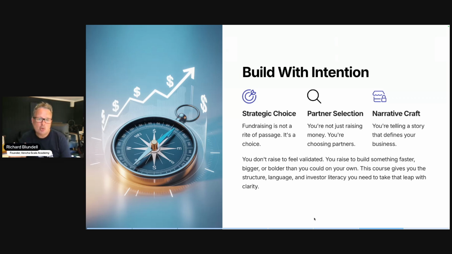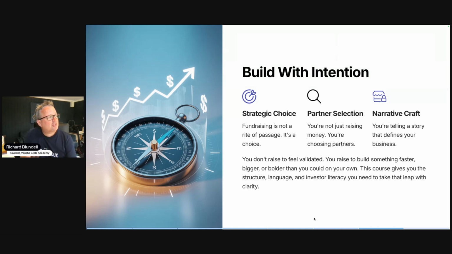And you're telling a story here about something you're already incredibly passionate about. You're telling a story about your business, and we're going to teach you how to craft that narrative to really capture the attention of those investors and VCs. And a word of warning, don't raise to feel validated. You should be raising only to build something faster or bigger or be bolder than you could be on your own.